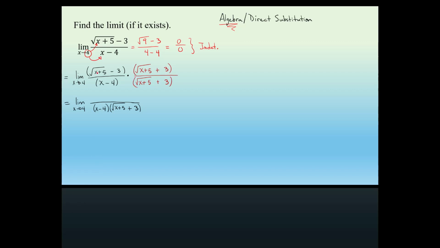So the square root of x plus 5 times the square root of x plus 5 is just x plus 5. That falls down. Square root of x plus 5 plus 3 is 3 square roots of x plus 5. And then minus 3 square roots of x plus 5. Then minus 9. So the limit as x approaches 4. Again, do not multiply out your denominator. Leave it alone.